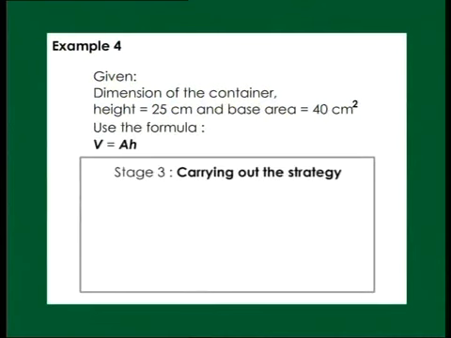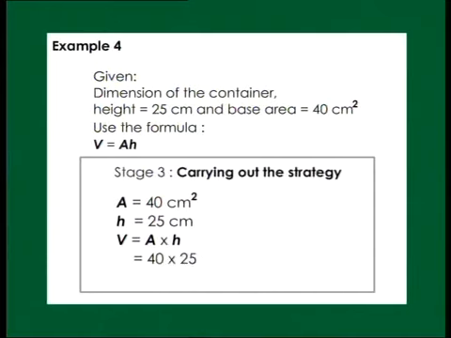Stage 3. Carrying out the strategy. A equals 40 square centimeters. H equals 25 centimeters. V equals A times H equals 40 times 25 equals 1000 cubic centimeters.